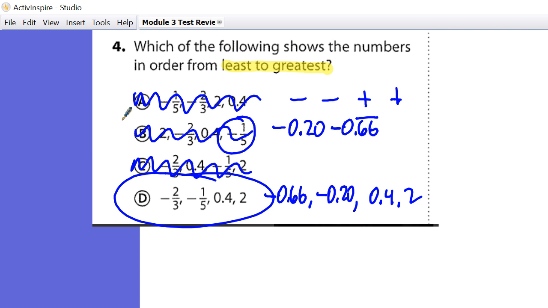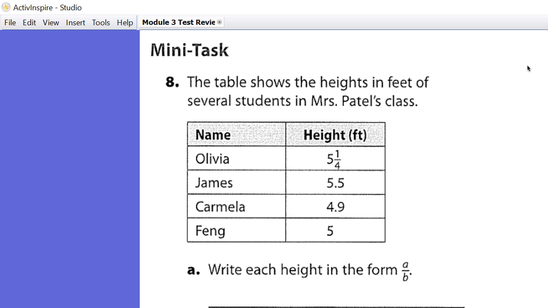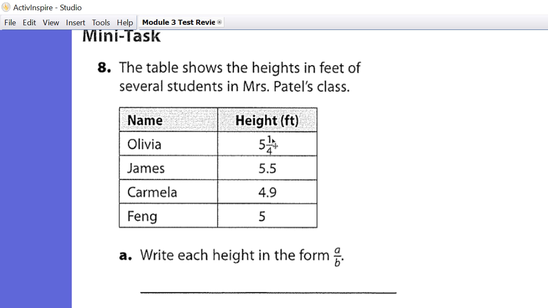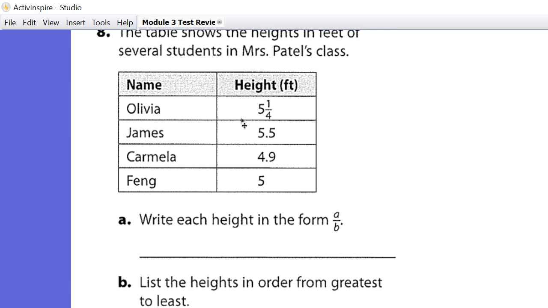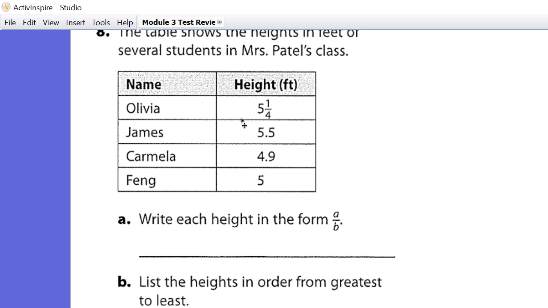Okay, we have one more to do. I think we might be skipping 7, but that's okay. We're just going to do number 8 here. 8 is a mini task. It says the table shows the heights in feet of several students in Mrs. Patel's class. And you notice that you've got one fraction mixed in with some decimals.